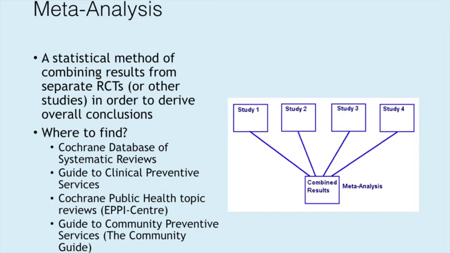And at the end, we have the meta-analyses or systematic reviews. So this is when there's a statistical analysis that combines results from multiple randomized controlled trials or other studies in order to draw overall conclusions. So a number of different studies are combined into one journal article. You can find these on the Cochrane database of systematic reviews, the Guide to Clinical Preventative Services, Cochrane Public Health Topic Reviews, and the Guide to Preventative Services Community Guide.